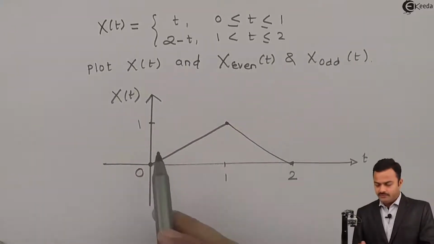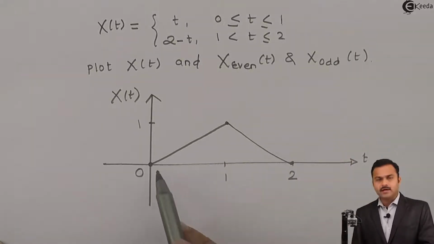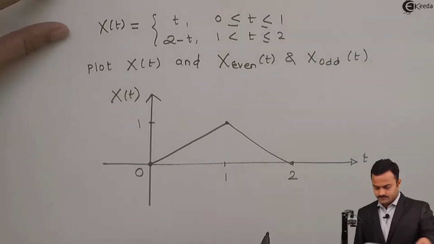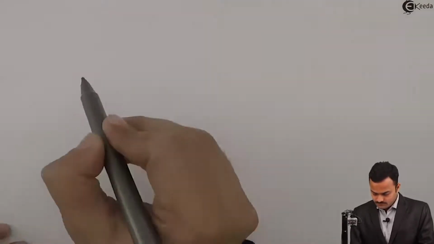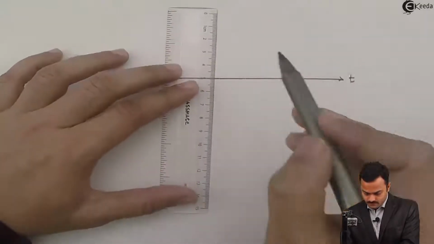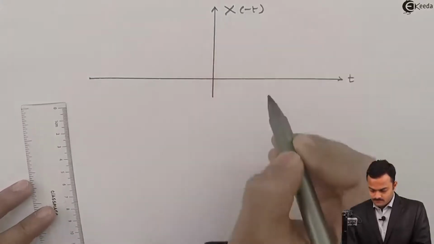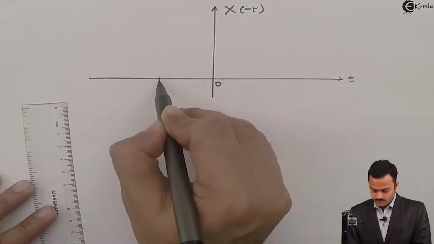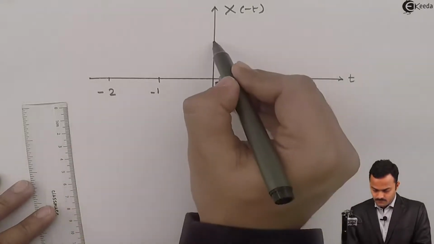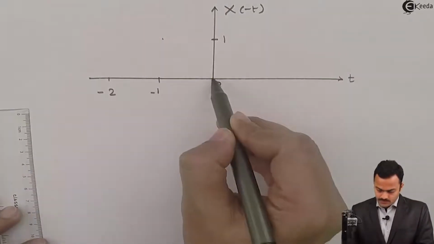And now for this x of t, we need to plot even and odd part. So first we will find out x of minus t by using the time reversal property. So by doing a time reversal, we will get a signal like this.